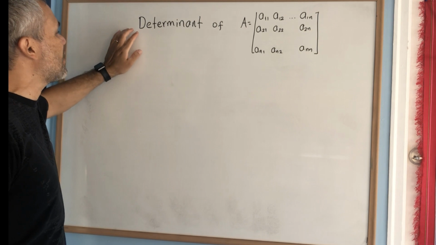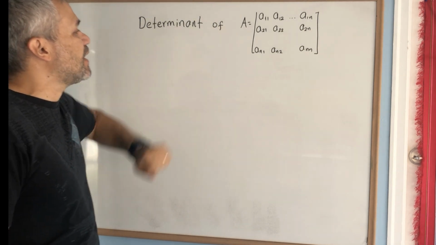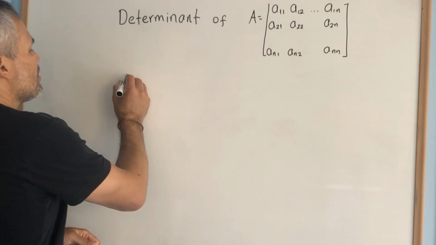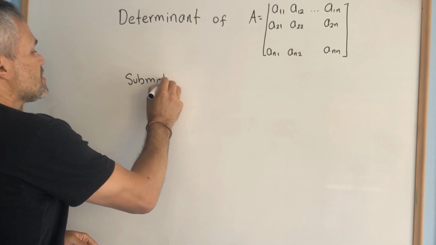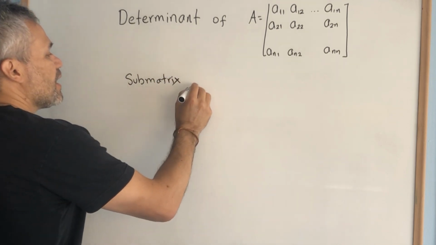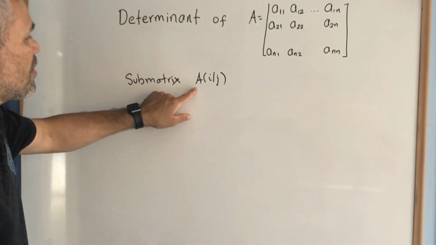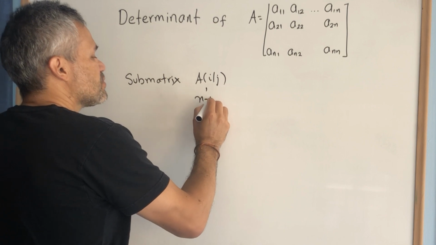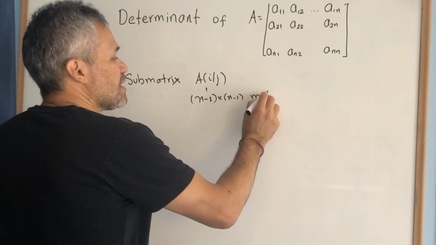In this video, we will explain how to compute the determinant of an n by n matrix. Before doing that, we need to explain several notions. Let's start with the notion of a submatrix A_ij. By this, I mean an n minus 1 by n minus 1 matrix.